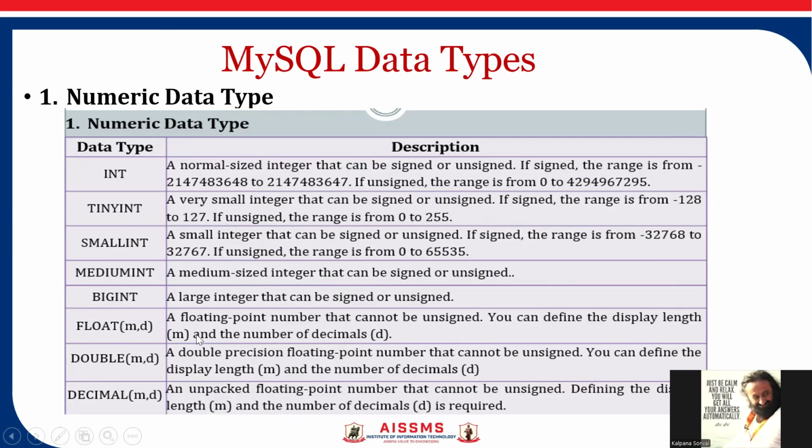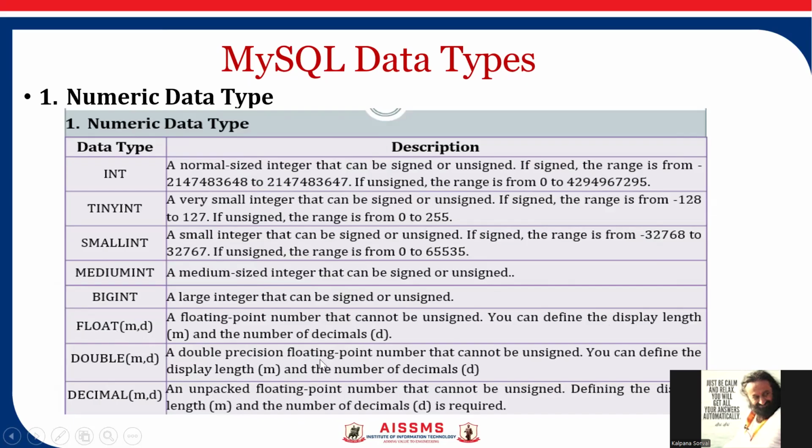Float is a floating point number that cannot be unsigned. You can define the display length M and the number of decimals. That means how many digits you want before the decimal and the number of decimals after it. If you don't define them, then by default whatever number is given will be taken.